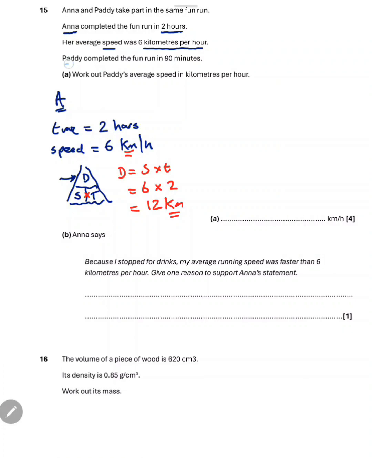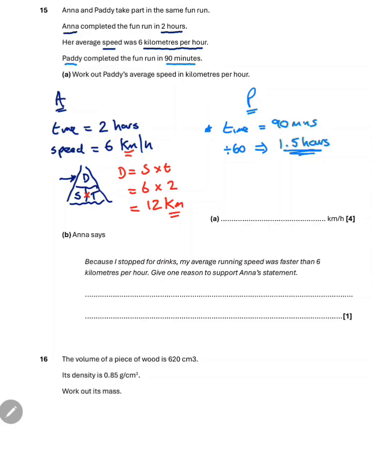If we now look at my pal Paddy, he did the run in 90 minutes. So we're going to look at Paddy over here, and his time is 90 minutes. Now that's a problem because Anna's time was in hours, Paddy's time is in minutes. If you want to change minutes into hours, you just need to divide by 60. So we're going to hit 90 divided by 60, and that is 1.5 hours. Some of these funky calculators will have time conversions on them. I'm just going to divide by 60 because that is the standard method. So we know Paddy's time is 1.5 hours.